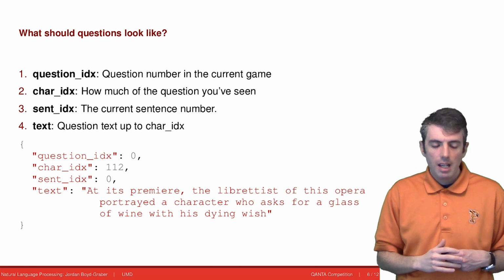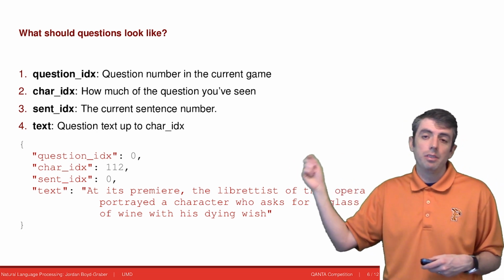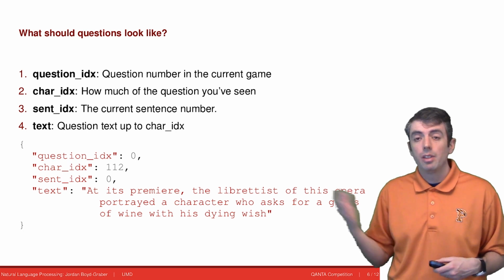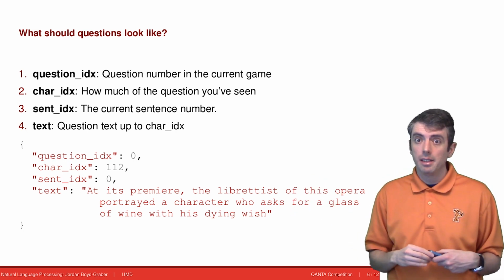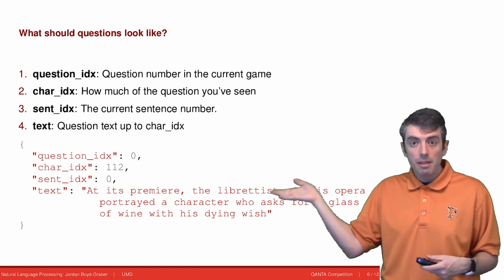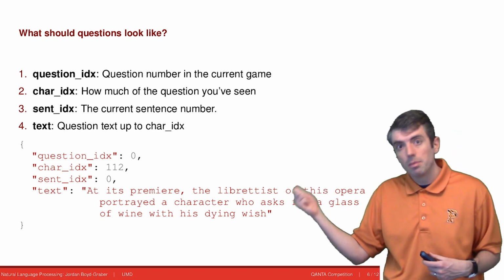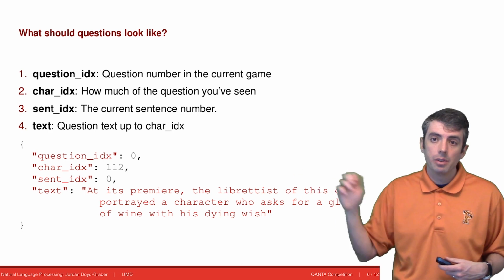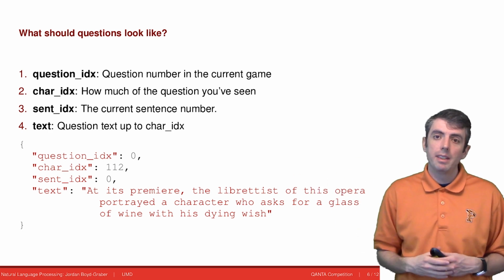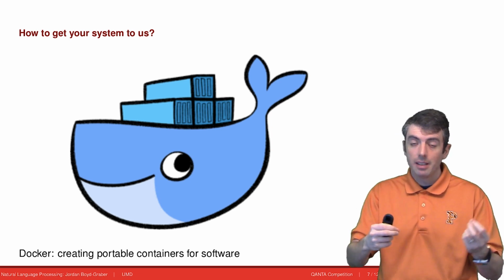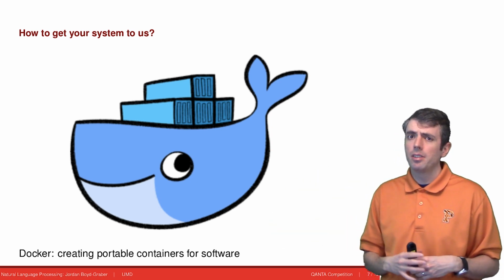And the character index will go up monotonically over time as you see more and more of the question. You'll also have a field that tells you what sentence you're on. You can use this information if it's useful to you, so that, say, you don't have to tokenize the sentences. Most importantly, we'll give you the text of the question so far, and we'll ask more and more of the question until your system is confident enough to buzz in with the answer. So that's how the moderator and the submitted systems interact with each other.